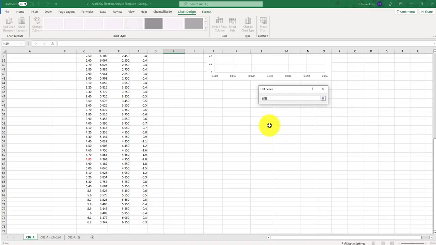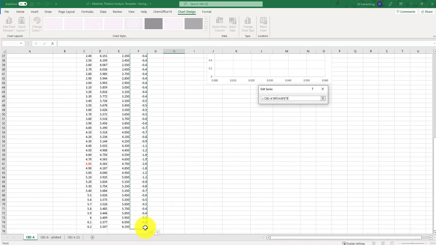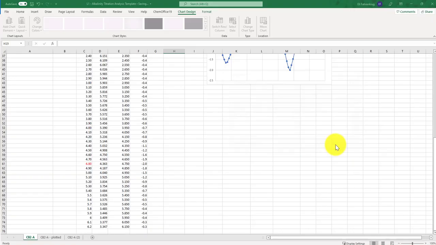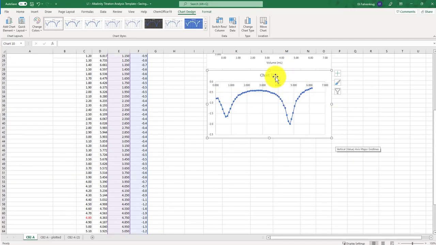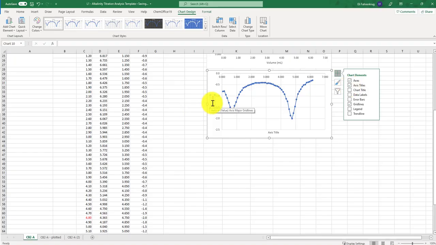And then for the Y values, I'm going to plot this slope, the dpH/dV parameter, and then I'll click OK, and then OK, and now I will have produced a plot that looks like this. We never use chart titles in chemistry figures, and then we always add axis titles. So I'm going to write this as dpH/dV, and this is our V midpoint volume in milliliters.